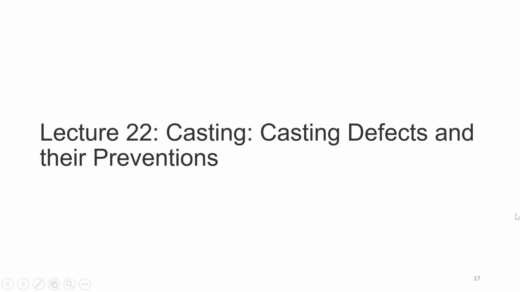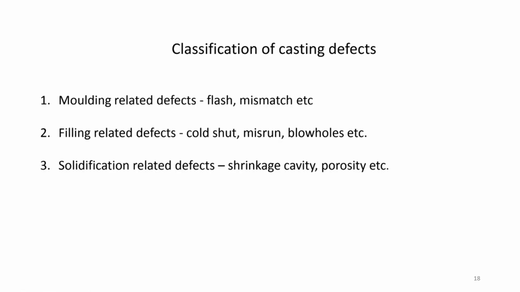Next you have casting defects and their preventions. Firstly, there is the classification of casting defects. First is molding related defects. These are when there is a mismatch. If your cope and drag don't match or don't align properly, then these defects can arise. First is flash, second is mismatch. If cope and drag don't match properly, then your casting halves won't match either.